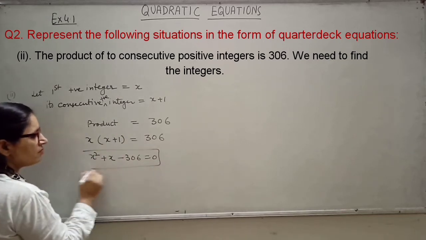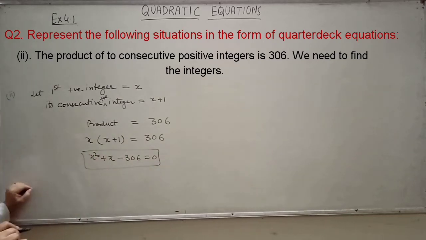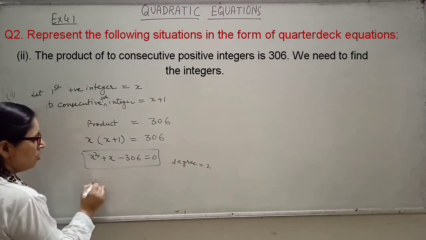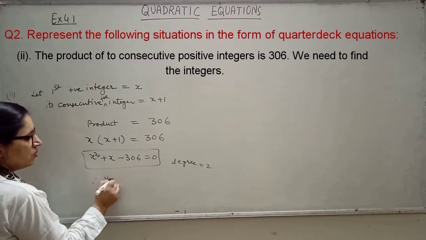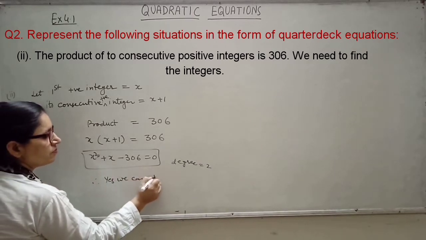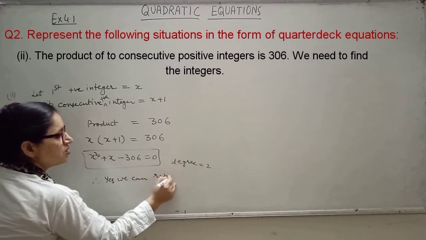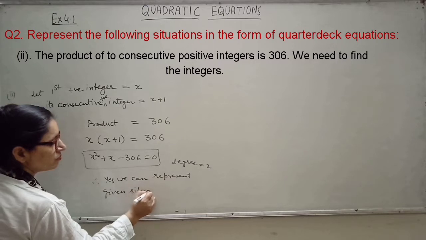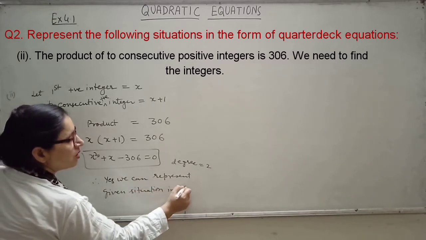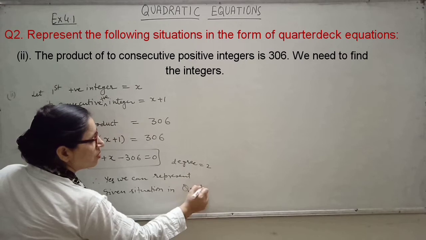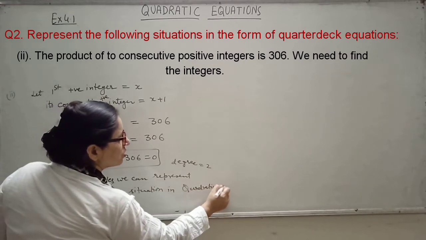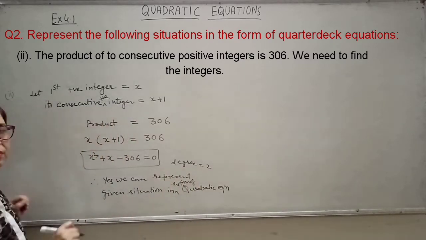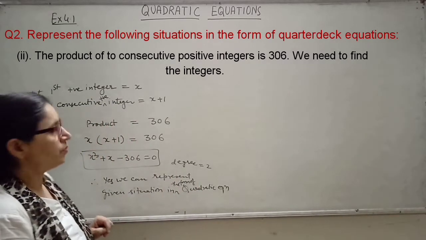What is the degree here? You can see degree is 2. So degree is 2. Therefore, we can say yes, we can represent given situation in quadratic equation, in the form of quadratic equation. Okay.